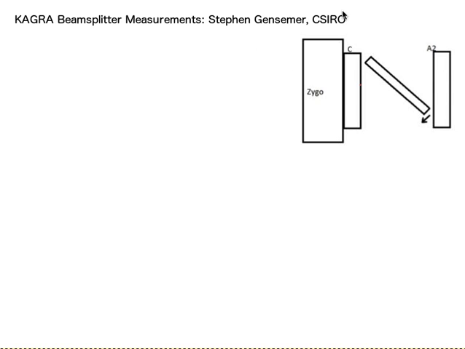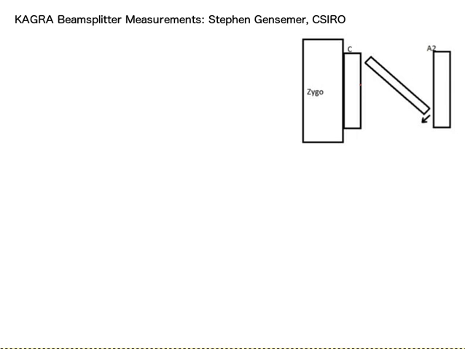I've been doing some of the measurements of the beam splitter that CSIRO is fabricating for the KAGRA project. And I wanted to give you a little description of some of the issues we've been running into when we're doing measurements with these beam splitters at 45-degree angle.